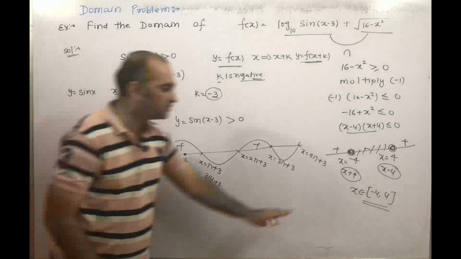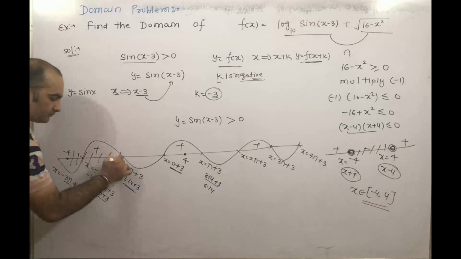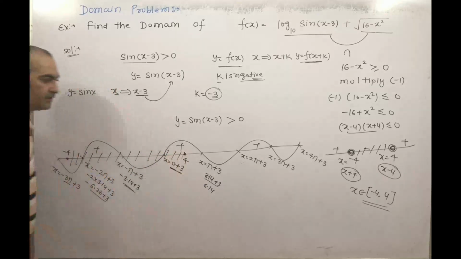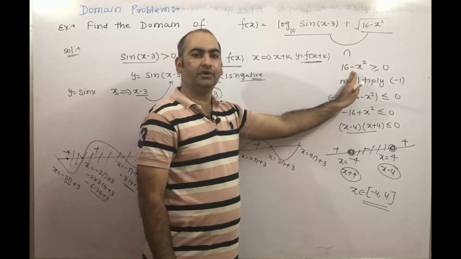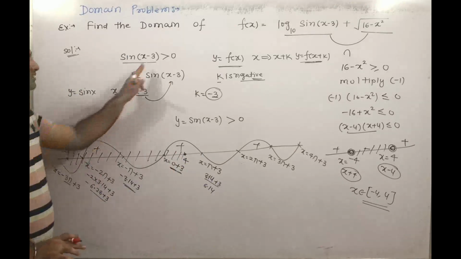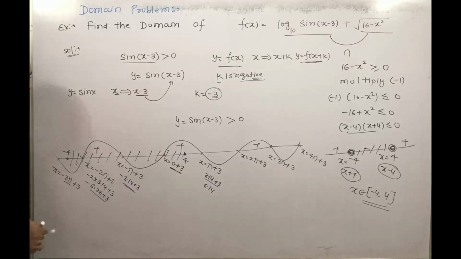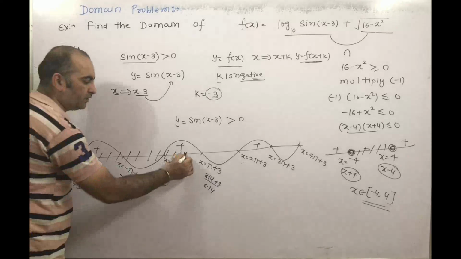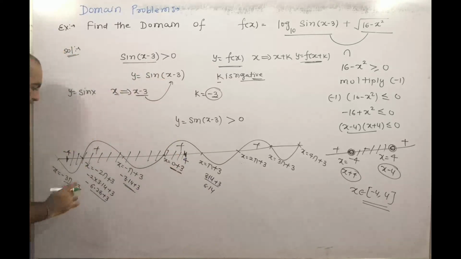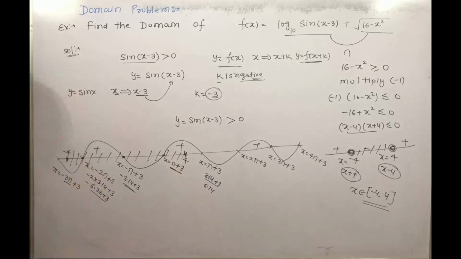Correct? So according to this, x belongs to minus 4 to 4. That means this portion will come. This is true when x comes from minus 4 to 4, and this is true if it is positive, so this one and this portion. Here if I take the intersection between minus 4 to 4, we have to check where it is positive. You can see from this point to this point it is positive, and from this point to 4 it is positive. So what will the solution be?